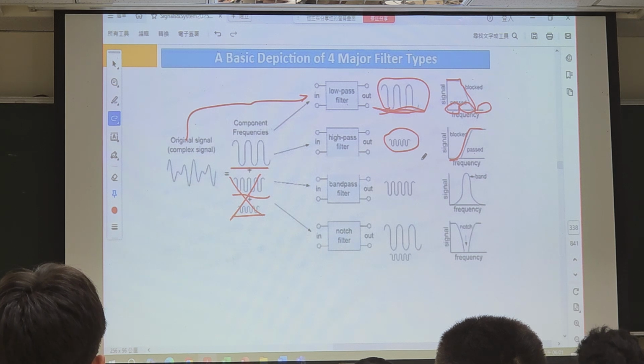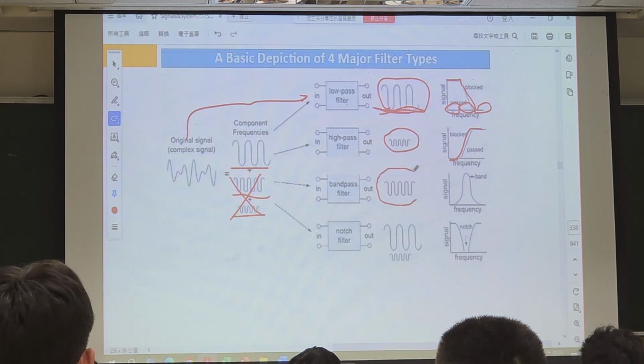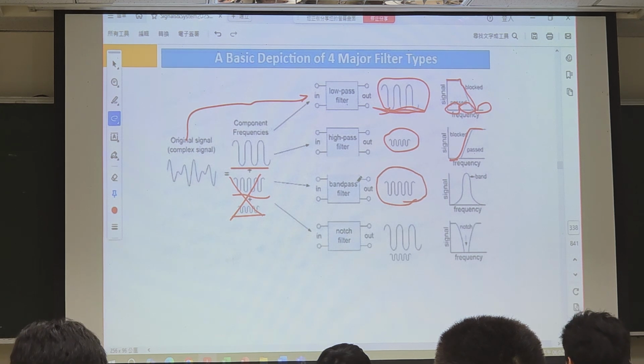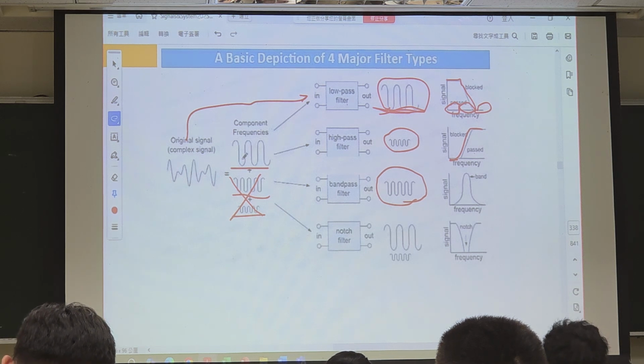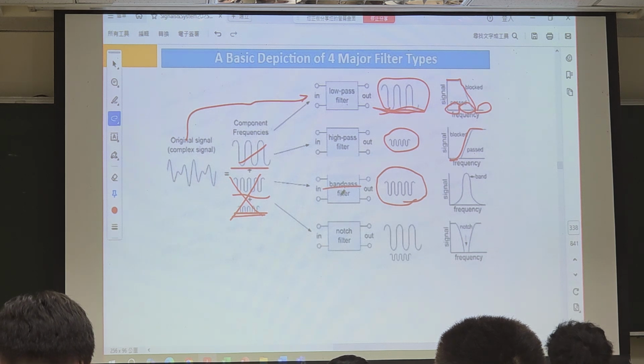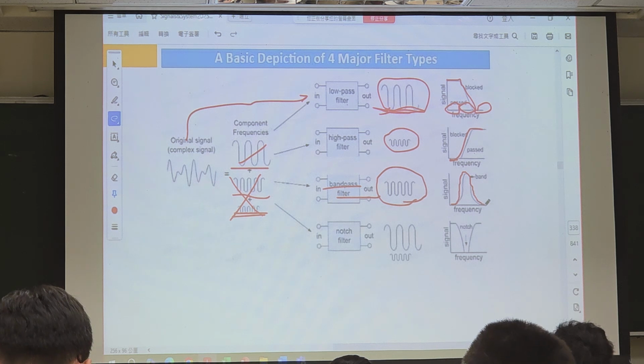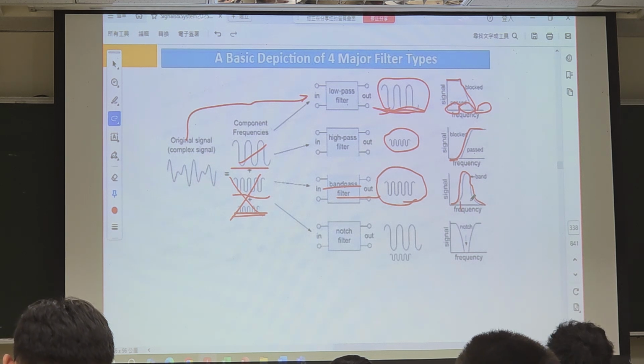Now, if I want to allow only the middle frequency component to go through, and get rid of the low frequency component and also the high frequency component, then I should use the band pass filter. So this is the band pass filter frequency response. Only the frequency range in between will go through. The other low frequency and high frequency components will be attenuated.